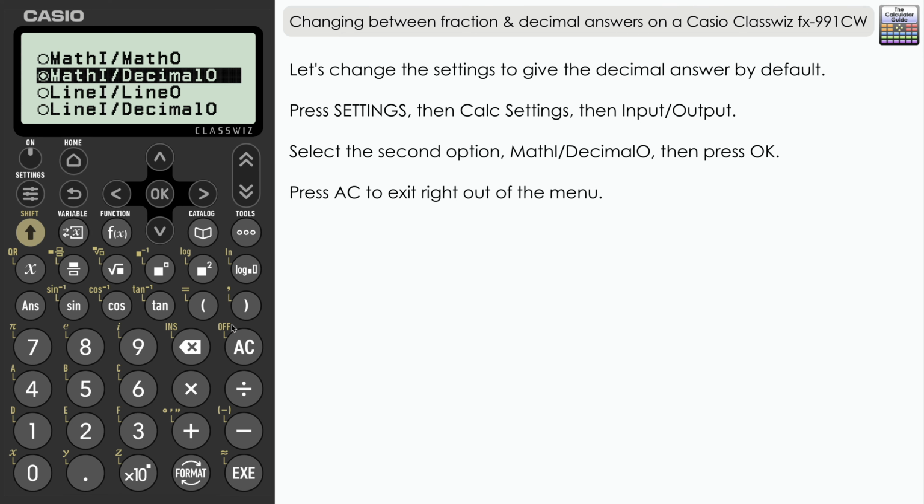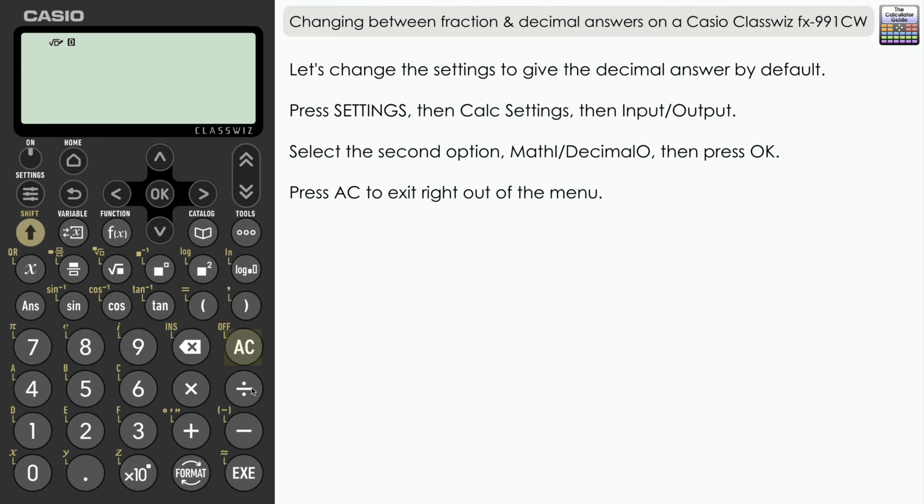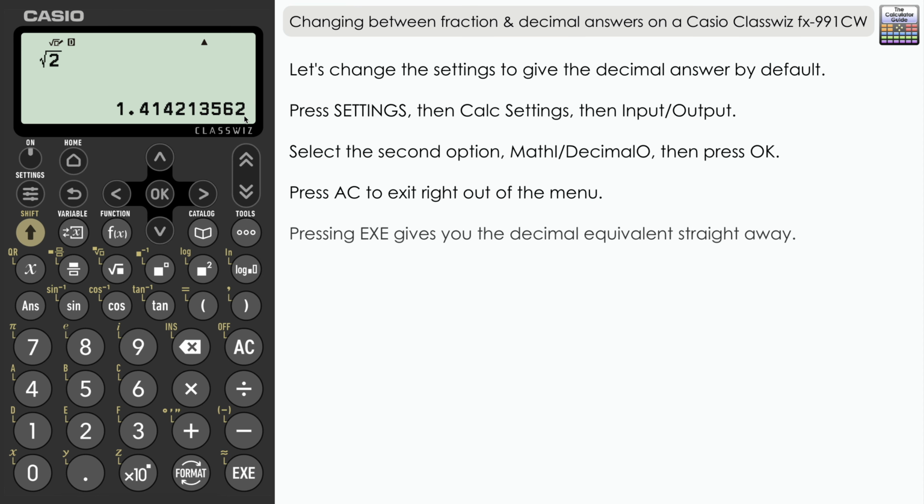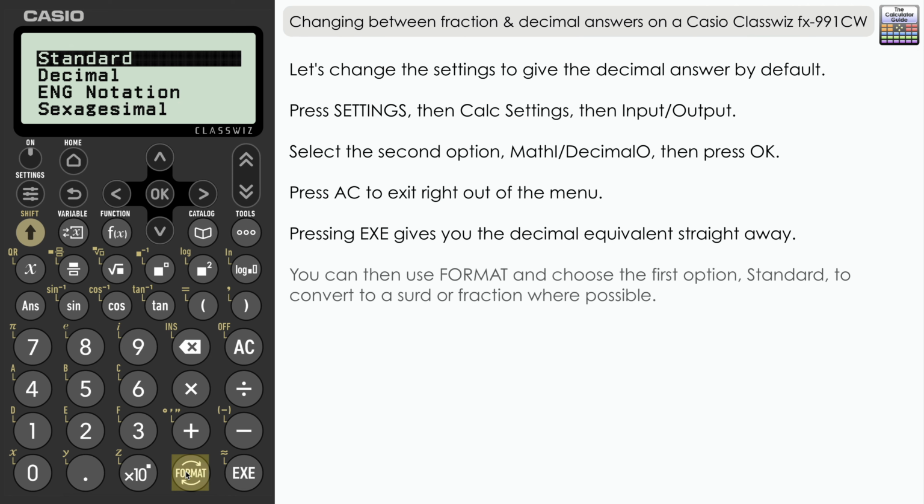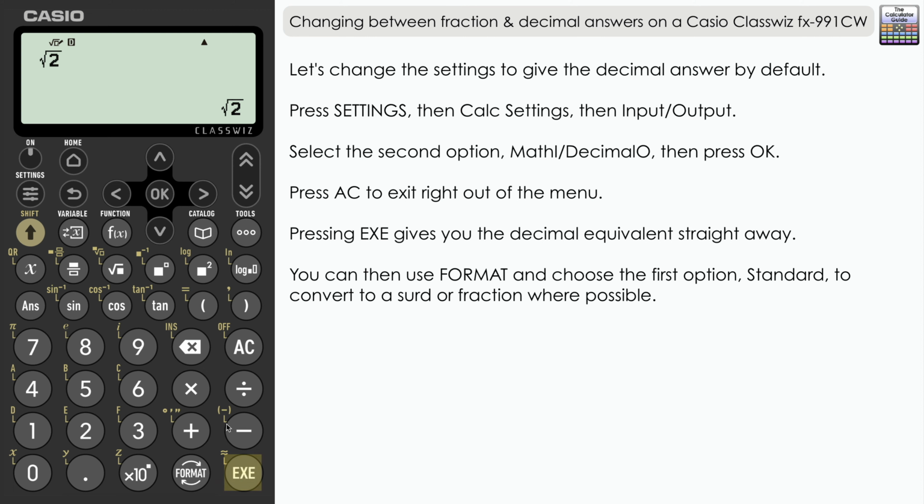I'm going to come straight out of it. The best way to do that is press AC at this point. So I'm going to AC out of it, all ready to go. Let's go with our square root 2 again. And this time I can just press execute, and I've got the decimal approximation straight away. I don't need to press shift first. But if I want to have the standard answer, the square root answer, I can press format, and it's already standard as the first option. So press execute, and there's my square root answer.